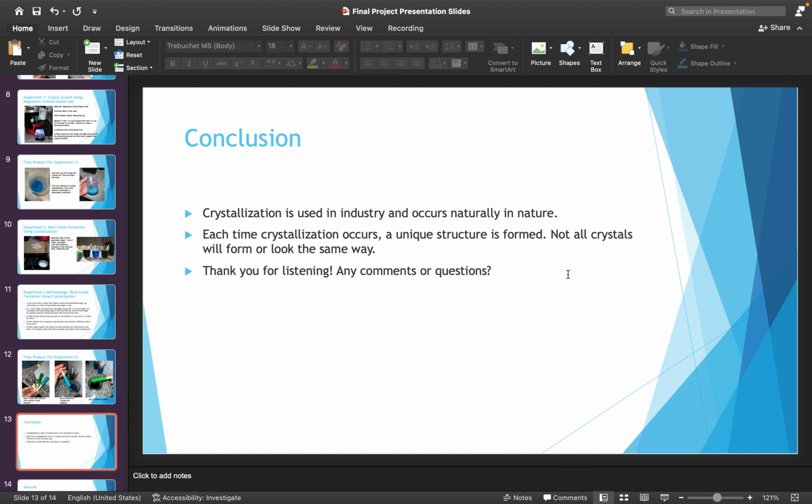So in conclusion, crystallization is used in the industry and occurs naturally in nature. Each time crystallization occurs, a unique structure is formed as seen by my experiments. Not all crystals will form or look the same.